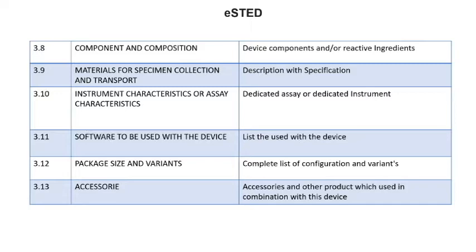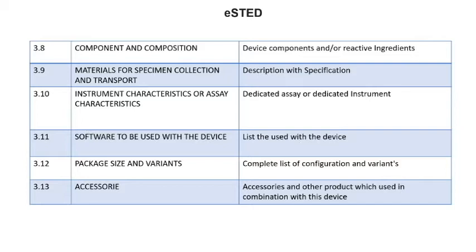Instrument characteristic or assay characteristics. For instrument automated assay, the description of appropriate assay characteristic or dedicated assay. For automated assay, a description of appropriate instrument characteristic or dedicated instrumentation. Software to be used with the device: describe any software to be used with the device, package size or variant. Confirmation as printed on the label.